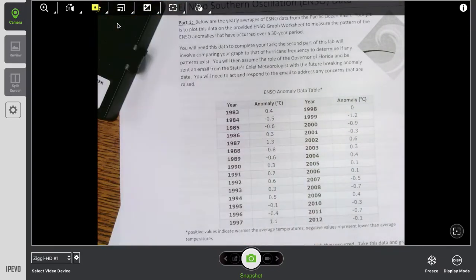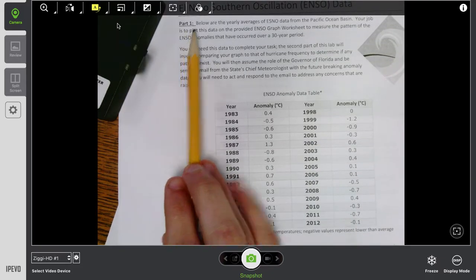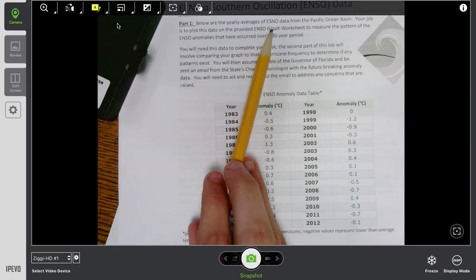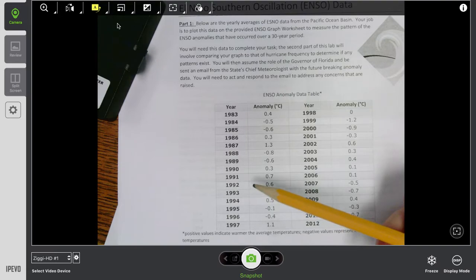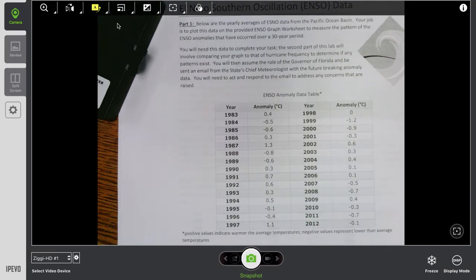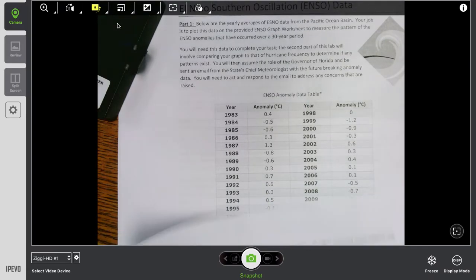So I'm going to walk you through just what you're going to see and how you're going to start it. I won't do all of it for you, but I just want to give you some pointers. So part one, we have the yearly average of ENSO data. This is the water temperature. Is it warmer than normal or colder than normal? So you should have this paper along with a graph that looks like this.